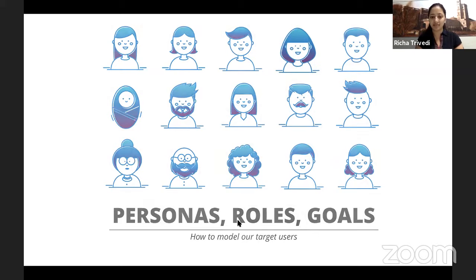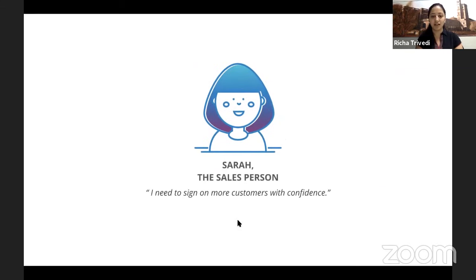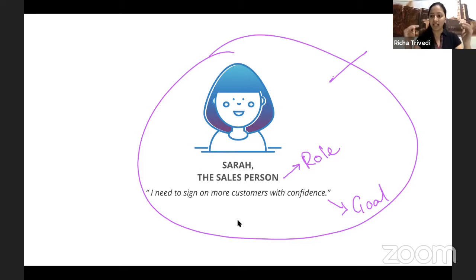So here's two personas, roles, and goals. All right. So what is a persona? Sarah, the salesperson. She's a salesperson, and her goal is that she needs to sign on more customers with confidence, right? So salesperson is her role, and her goal is to sign on more customers. Now, when we put a persona this way, it helps us to empathize with Sarah and think about what she wants, what she may not want, and so on, right?